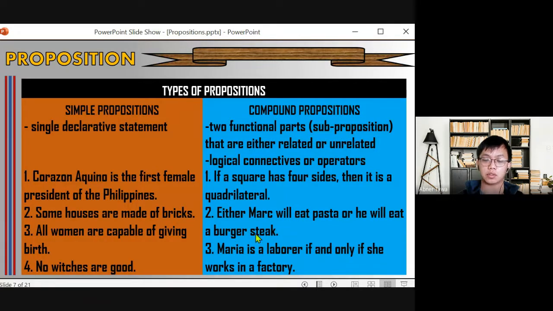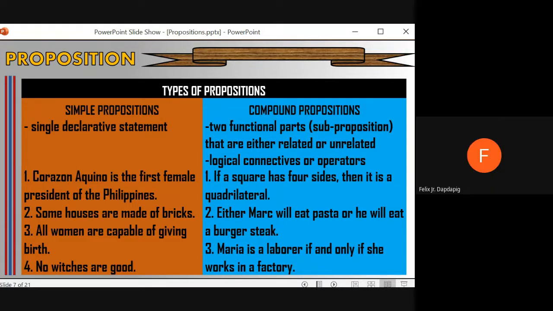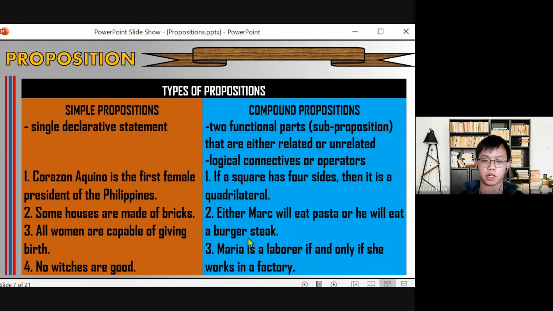Okay, let's have the number 3 example. Please read, Mr. Felix. Maria is a laborer if and only if she works in a factory. Okay, so that is our third example. Again, the two functional parts here are Maria is a laborer, and the other one is she works in a factory. And our logical connective here is if and only if. Okay, so these are some examples of compound propositions.